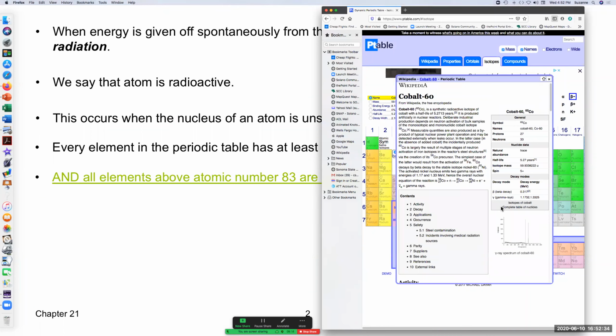And there's some information about it over here. It has a half-life of 5.27 years. I think it said it decays with, let's see, cobalt. The primary decay mode is beta, gamma. So it says here the decay mode is beta and gamma. It tells you how much energy that beta particle has when it leaves the cobalt-60 nucleus.